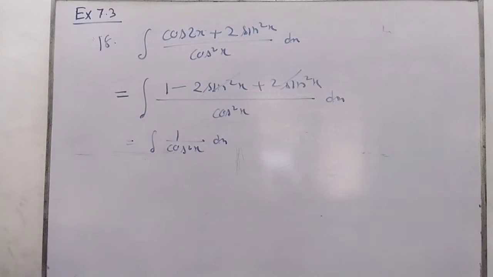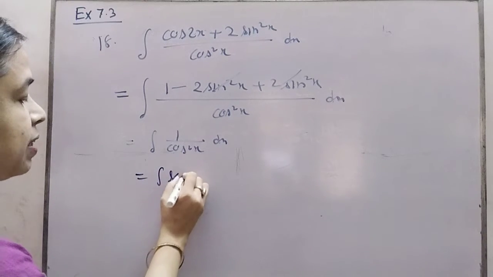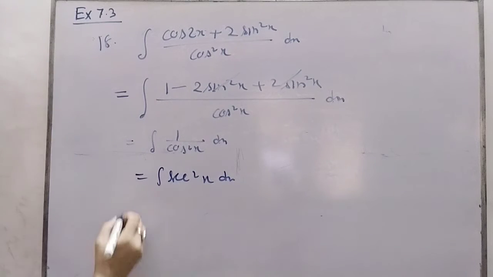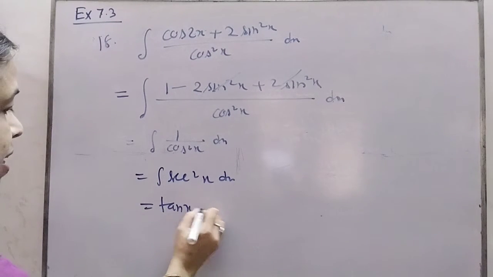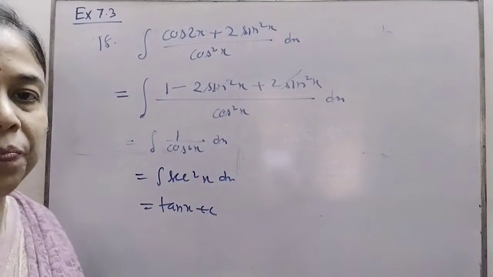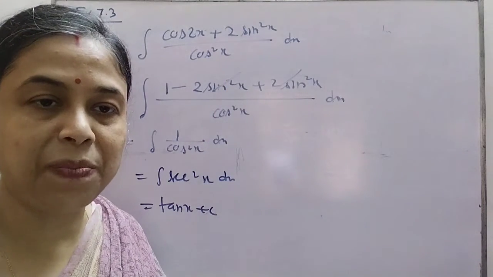What is the integration of 1 by cos²x? No need to do much. It is the integration of sec²x. And what is the integration of sec²x? It's tan x, is it not? So the solution here is completed. If you know this step, how to do it, then the rest of the questions are simple.